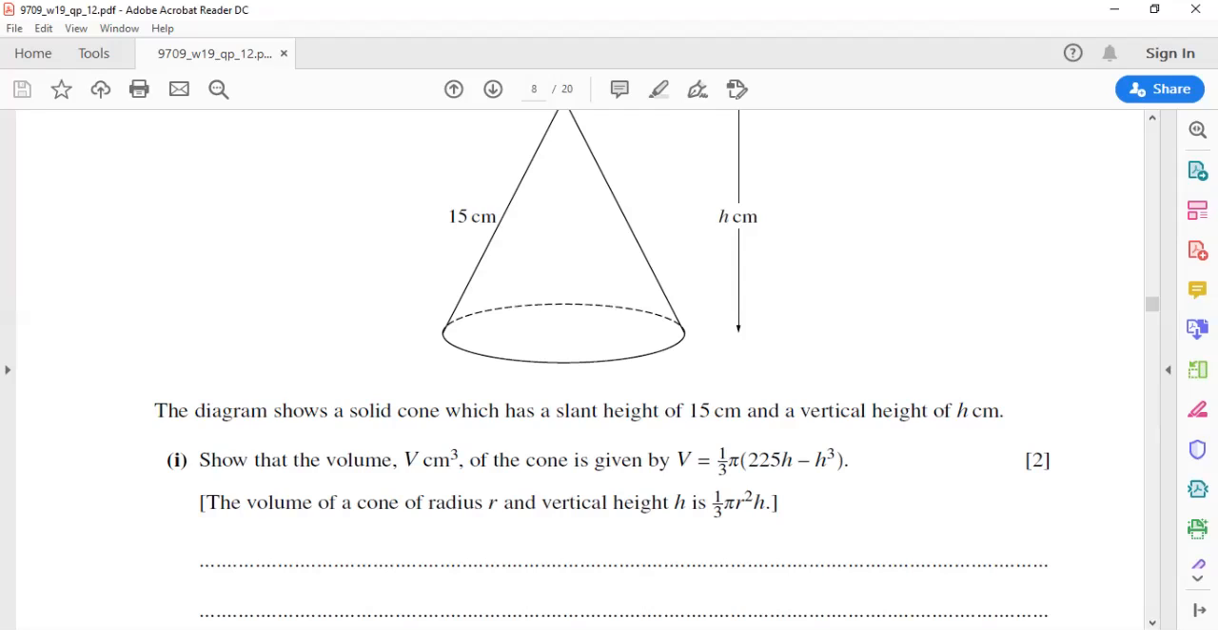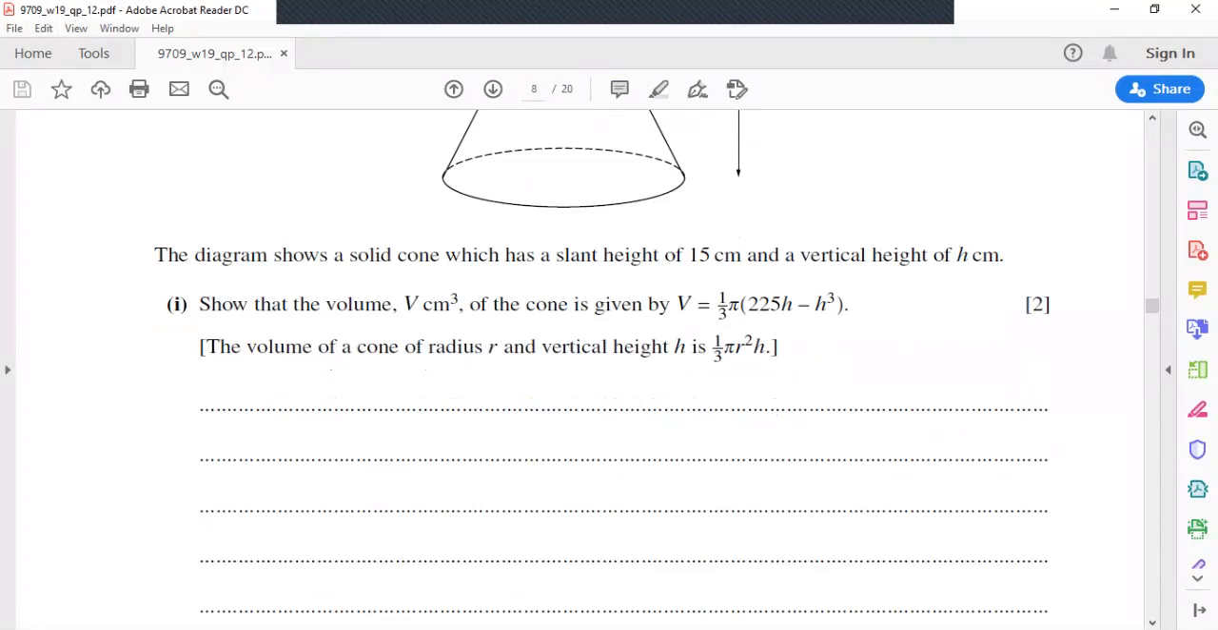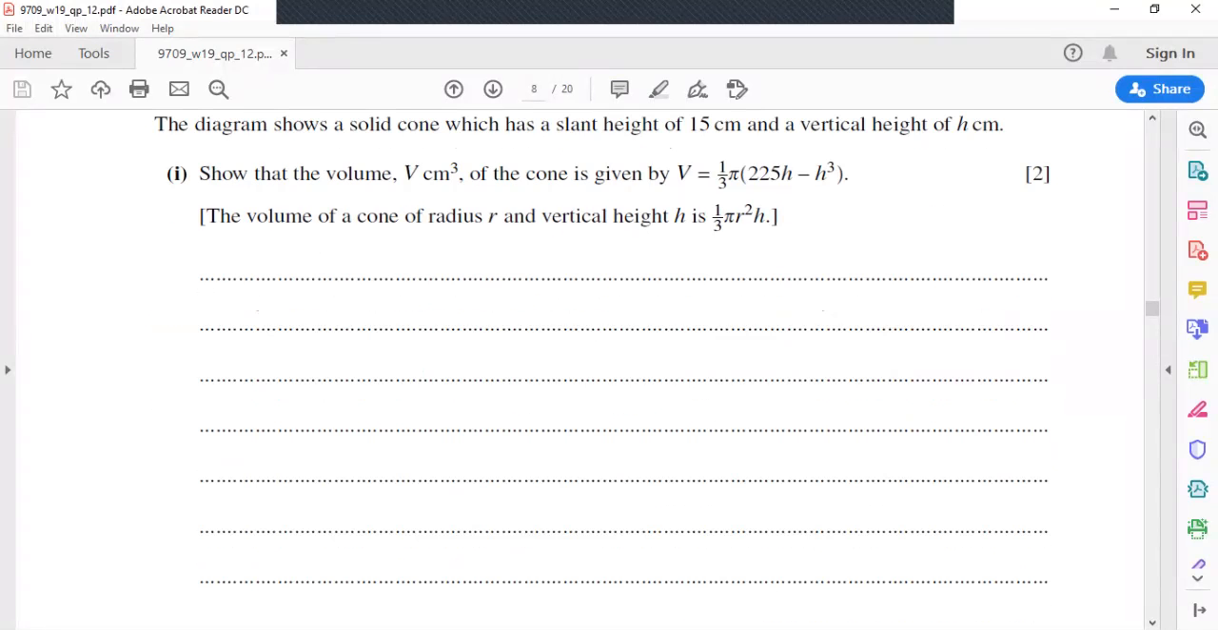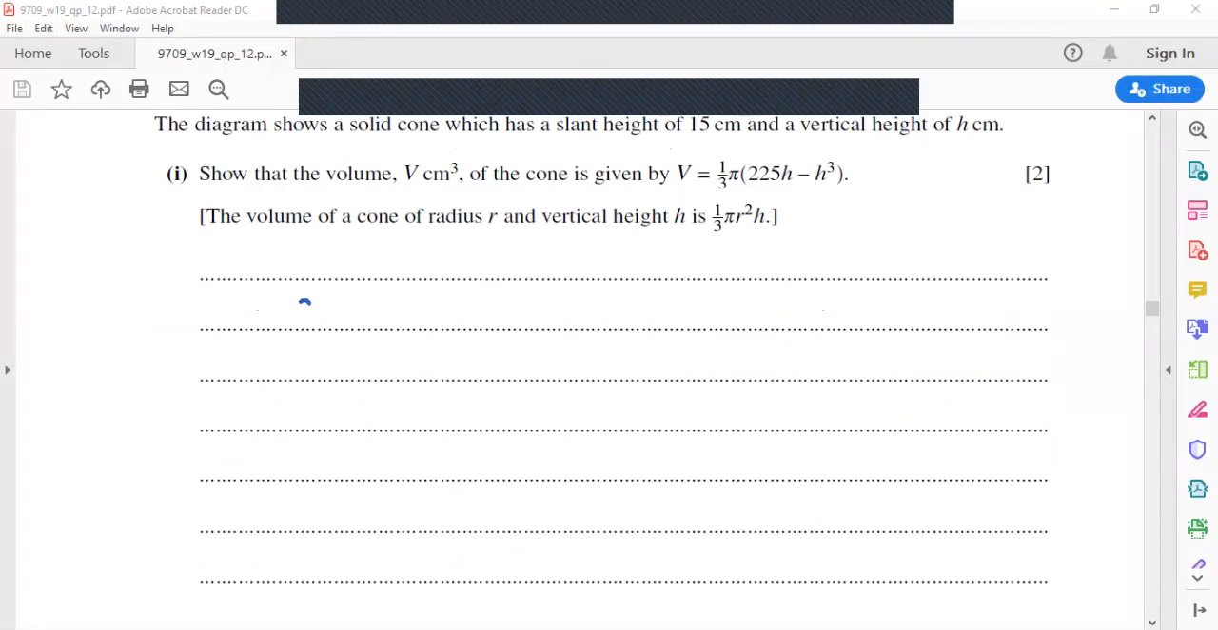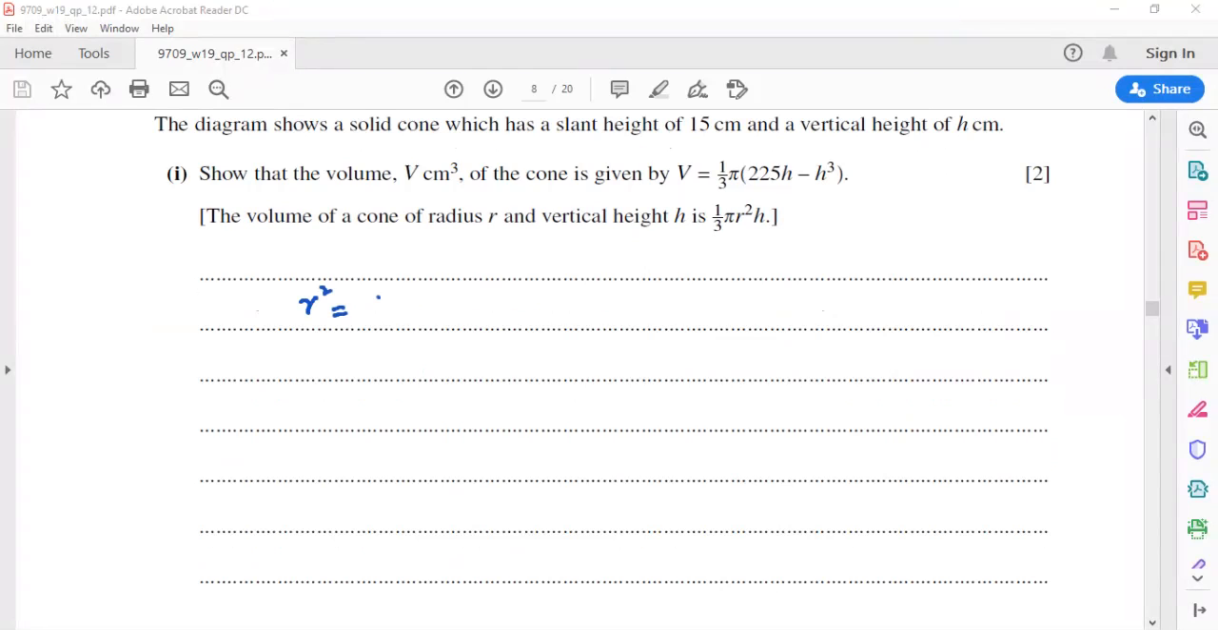First of all, let's find the base radius, which is needed here. Since it is a right angle triangle, the base radius can be found by using the Pythagoras theorem. So r square is equal to 15 square minus h square. Let's leave it, no need to calculate r, because in the formula I will be using r square as it is.